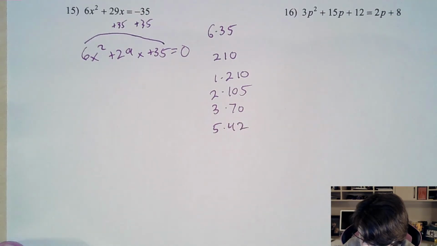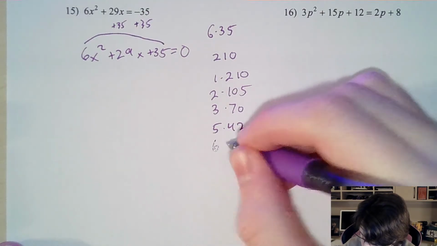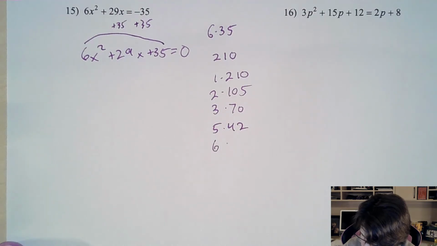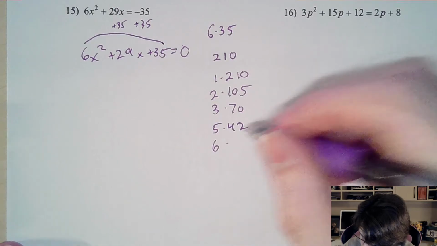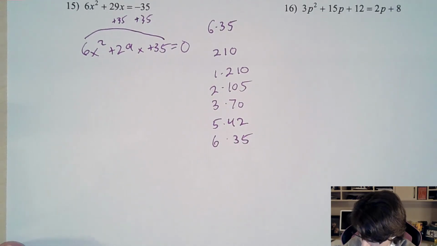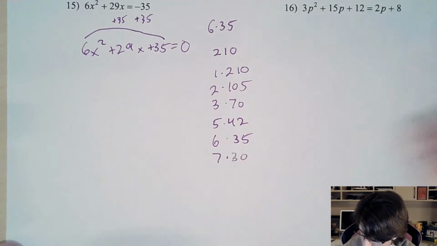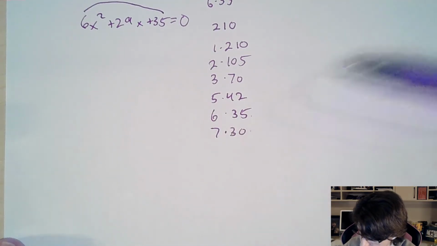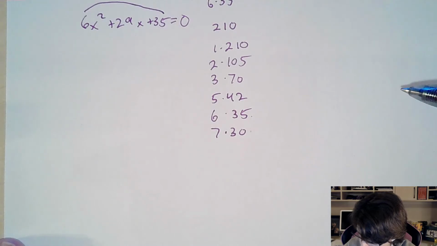Does 6 work? I believe 6 does work. So 6 multiplied by what? By 35. Not quite. That's a difference of 29, but not quite. We want them to add to 29. So 8 will not work. 7 already does work. So 7 multiplied by, what's it going to be? It's going to be 7 times 30. So we're getting closer. We're getting closer. 8 will not work.